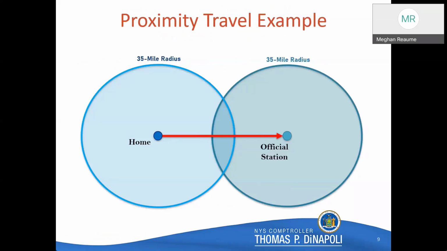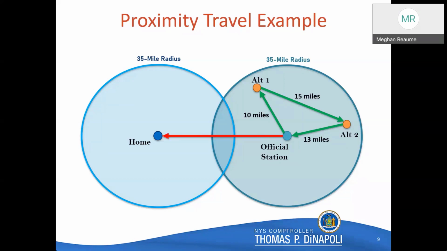For this example, we have an employee traveling from their home to their official station. Then from their official station, they travel 10 miles to their first alternate work location, or Alt 1. Then they travel 15 miles to Alt 2 before traveling 13 miles back to their official station. At their official station, they then return home for the day.